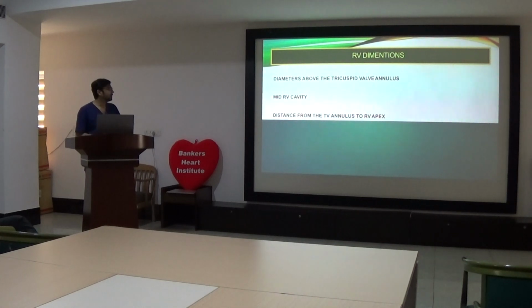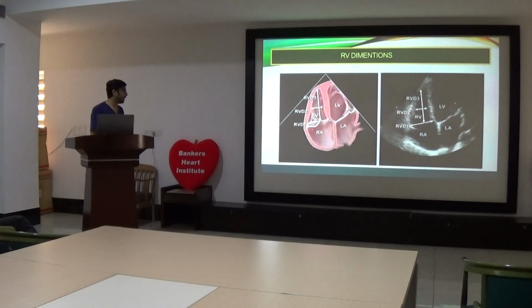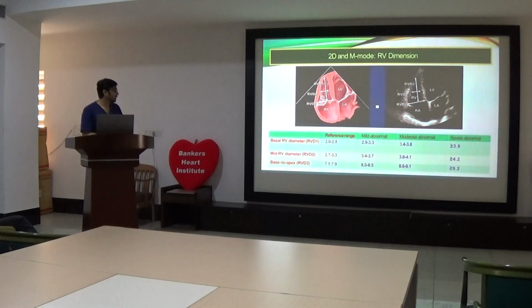So for RV dimension, we have to keep three levels: at the level of the tricuspid annulus, the basal level; the mid level; and the distance from the TV annulus to the apex, the apical level. So these are the RVD1, these are the RVD2 level, and these are the assessment of RV function. These are the reference ranges: mild, moderate, and severe, where the abnormality is considered. Basal level is 2.8, mid 2.7 to 3.3, and RVD is 7.1 to 7.3.